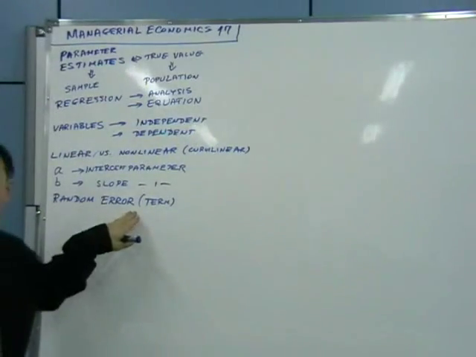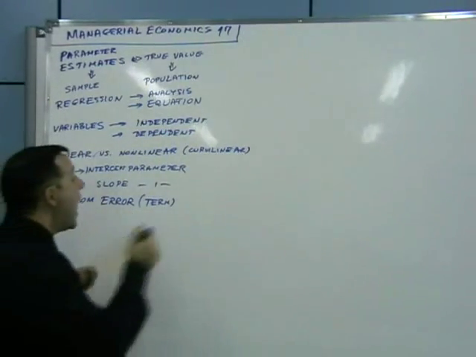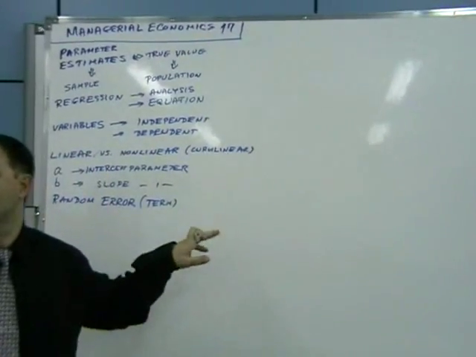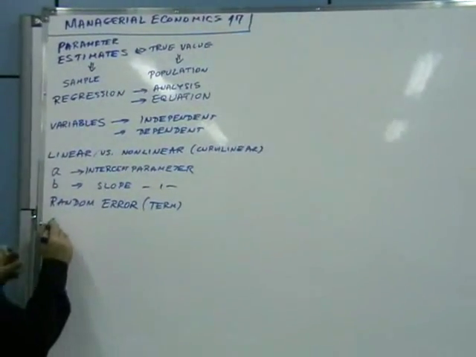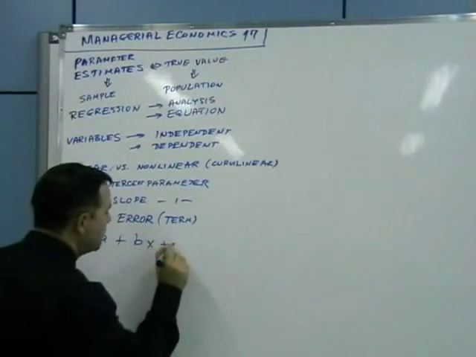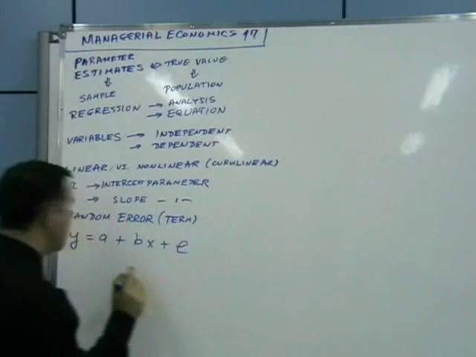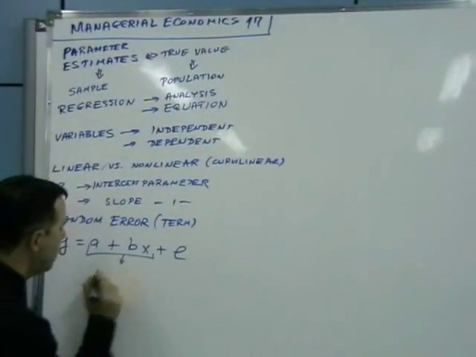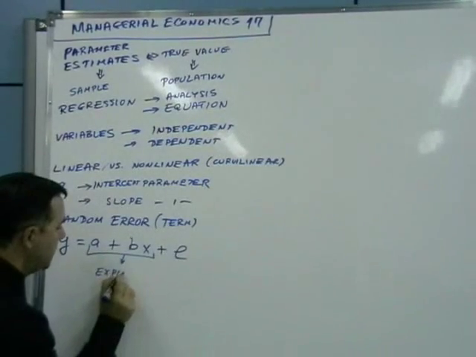This is sometimes called the unexplained part of the equation. In other words, when you have y equals a plus bx plus the error term e, this a plus bx is called the explained.